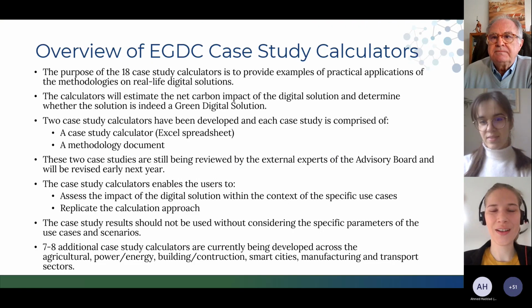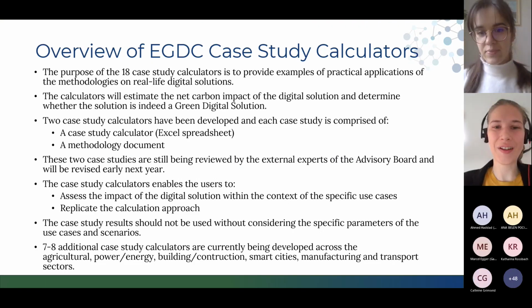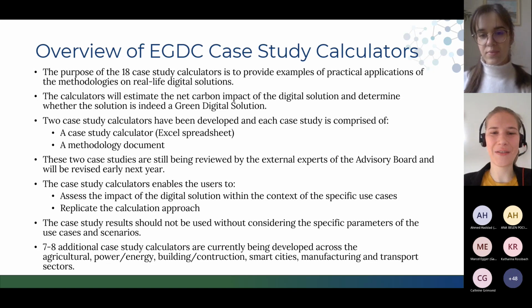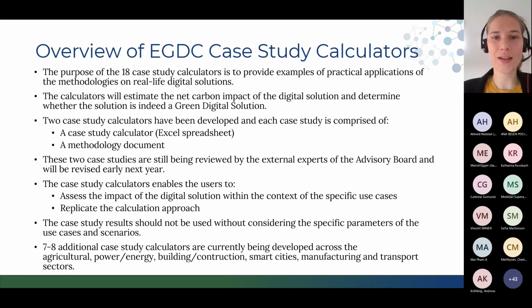Fantastic. Thank you, Deborah. And good morning or good afternoon, depending on where you're joining from today. So before we dive into the case study calculators that we want to share with you today, just a quick overview on the case study calculators, what the purpose is, and our progress so far.